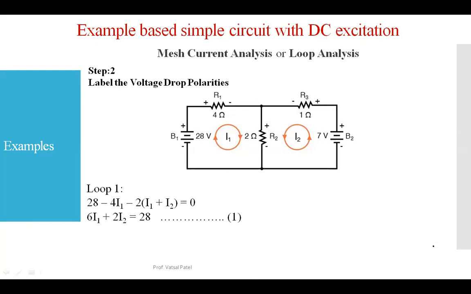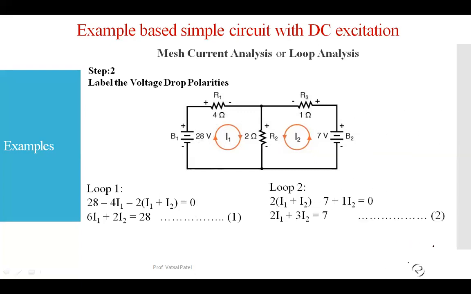So for the first loop, if you follow the direction, it is clockwise, or if you follow the direction in the reverse case, then it is written 28 minus 4i1 minus 2i1 plus i2. But whatever the method you are using, if you write in the clockwise direction, then it is minus 28 plus 4i1 plus 2i1 plus i2, that is equal to 0. So the same equation you are getting, that is equation number 1 for the loop 1.